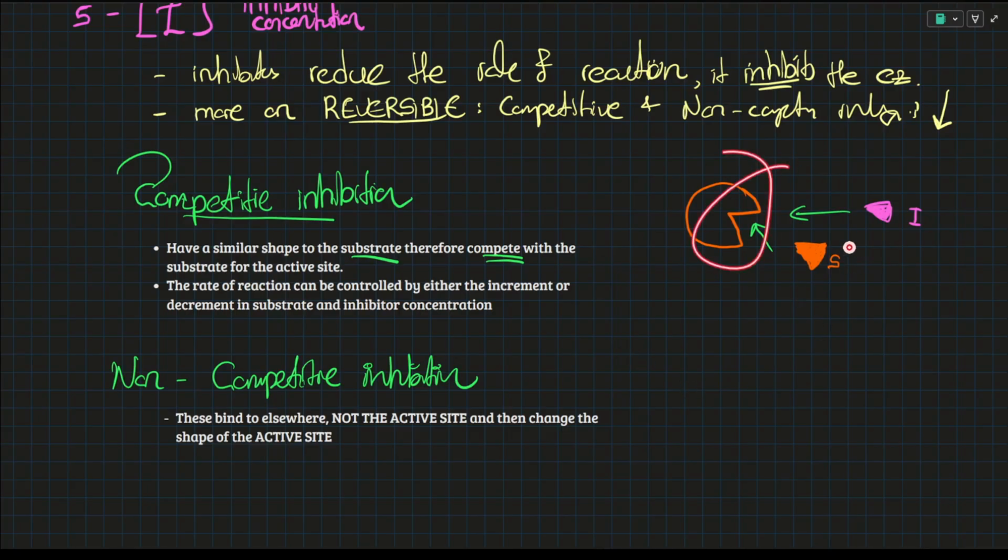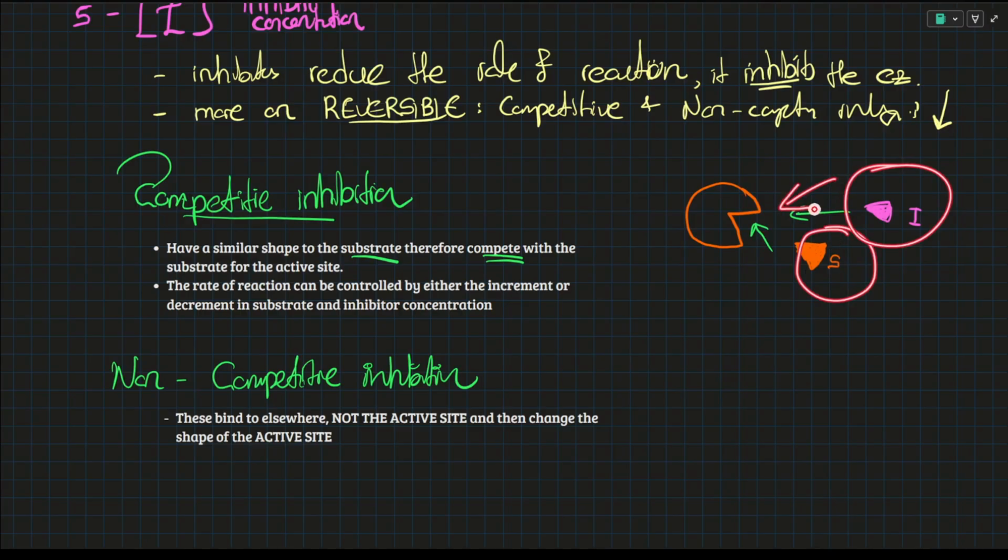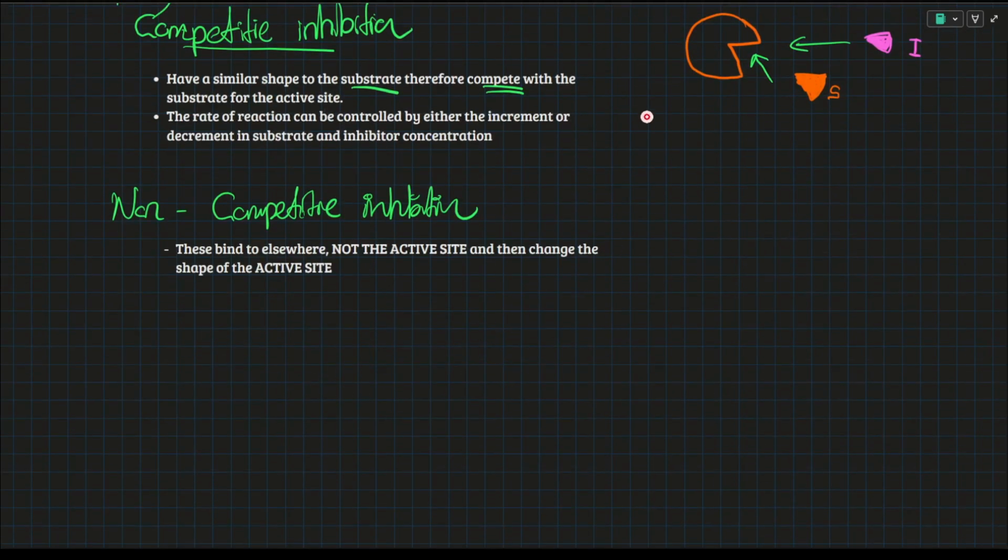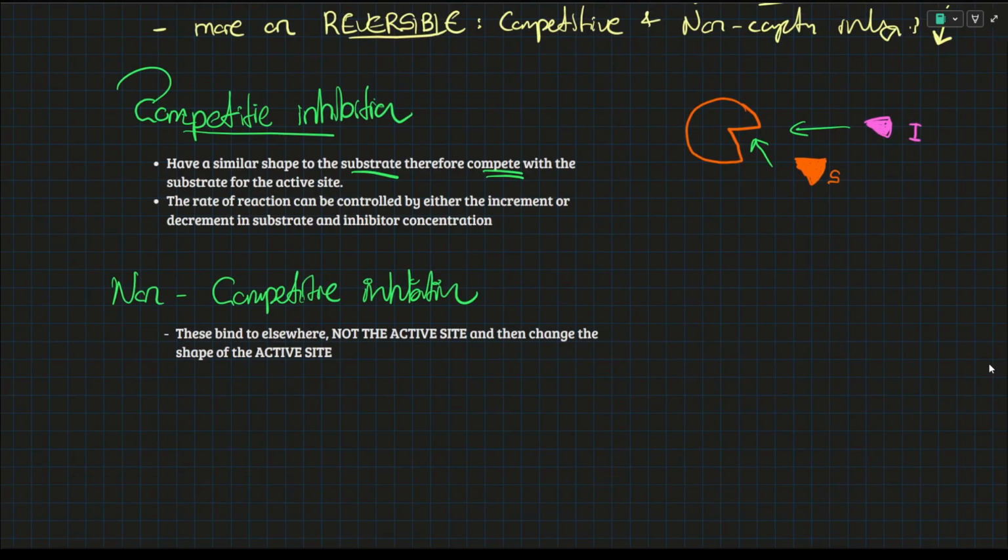It was the competition between the substrate and the inhibitor for the active site that led to either the products being formed more or the reaction being inhibited. But in this case, that's not what happens. Here's the enzyme. Here's the active site. And of course, here's the substrate again.